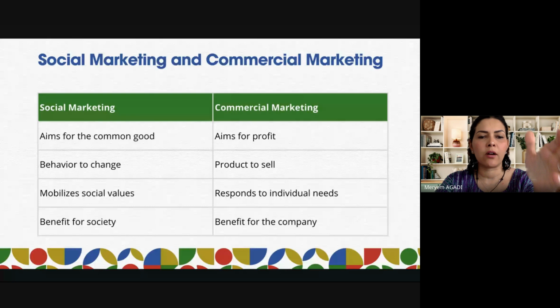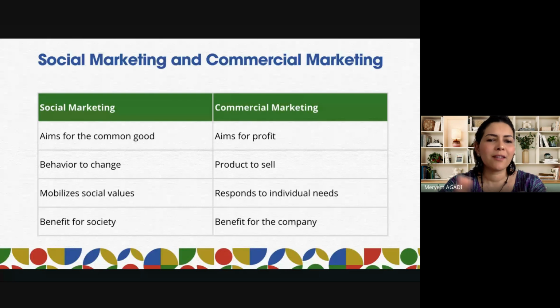So here we can see the differences between social and commercial marketing. When we talk about social marketing, in general, it's about common good. It aims for the common good. In contrary, for commercial marketing, it aims for profit. We're always looking for what we will profit from it. On the behavior side, it's also oriented to change the behaviors.